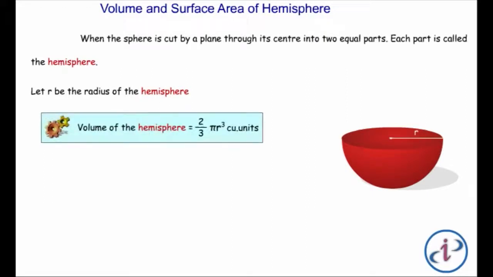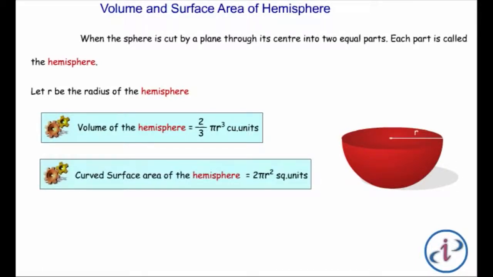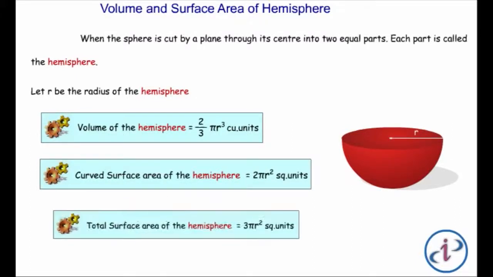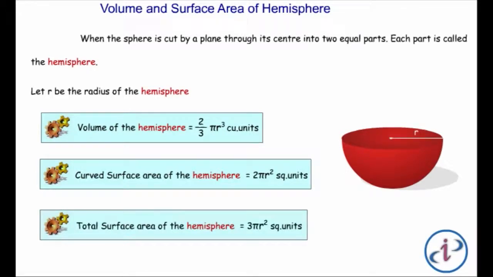The volume of the hemisphere is given as 2 by 3 pi r cubed cubic units. In the same way, the curved surface area of the hemisphere is given as 2 times pi r squared square units. The total surface area of a solid hemisphere is 3 times pi r squared square units. Using these formulas, let us work out a few problems now.